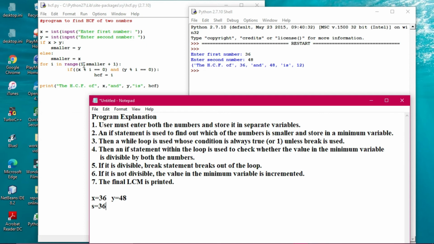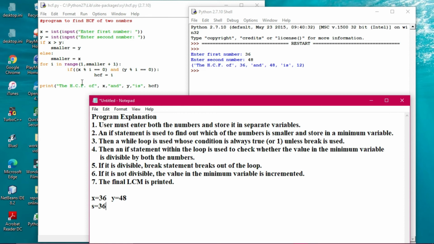So the loop will iterate from 1 to 36 plus 1, that is 37. That means up to 36, because the range function always stops one less. So that's why if we take 36 plus 1, it will become 37. That's why the loop will run 1 to 36, and as no step has been mentioned here, in that case the step will be incremented by 1 only.